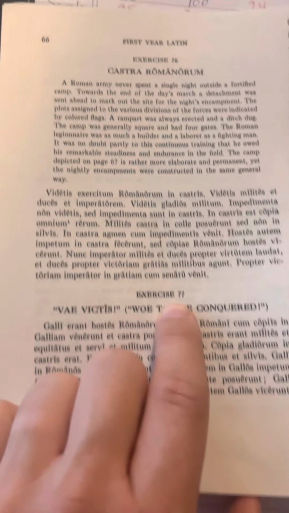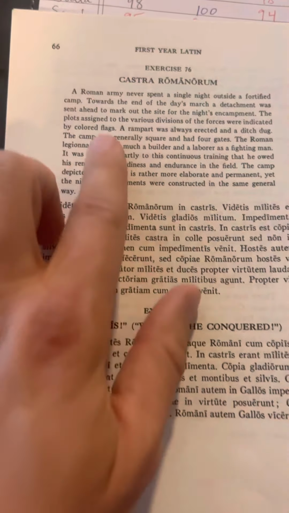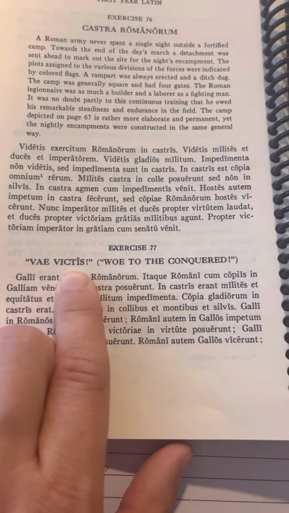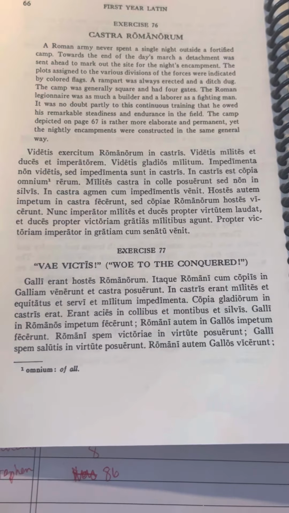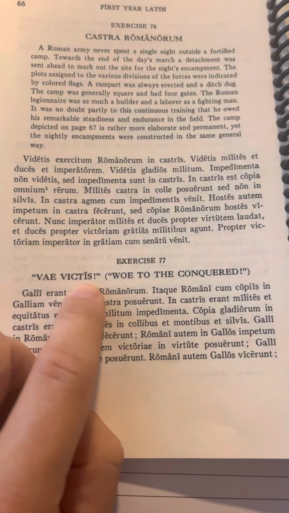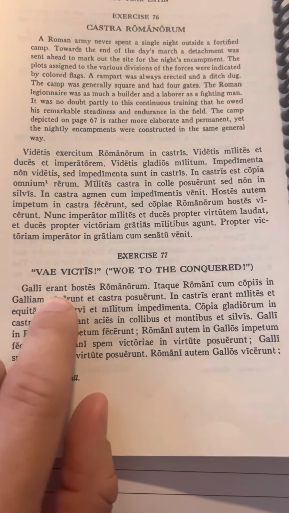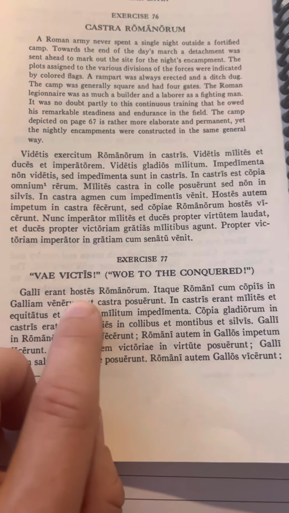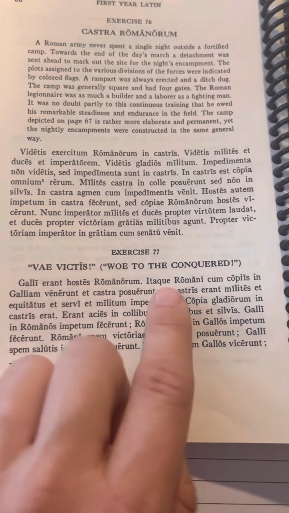Exercise 77, this is on page 66 of First Year Latin. Vae victis, woe to the conquered. It's in the plural dative. Galli erant hostes Romanorum. The Gauls were the enemies of the Romans.